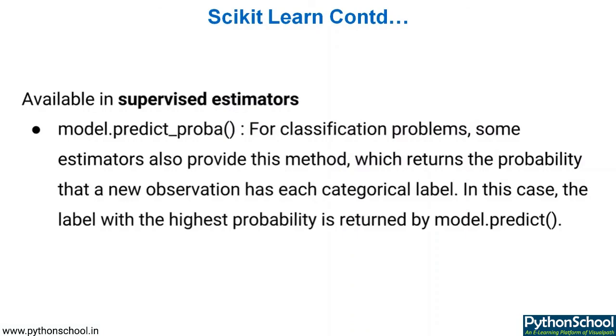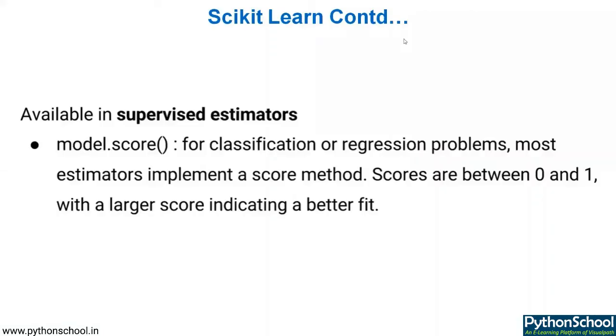Model.predict_proba. This is available in supervised estimators. For classification problems, some estimators also provide this method, which returns the probability that a new observation has each categorical label. In this case, the label with the highest probability is returned by model.predict. Again, this is also available in supervised estimators, model.score. For classification or regression problems, most estimators implement a score method. Scores are between 0 and 1, with a larger score indicating a better fit.